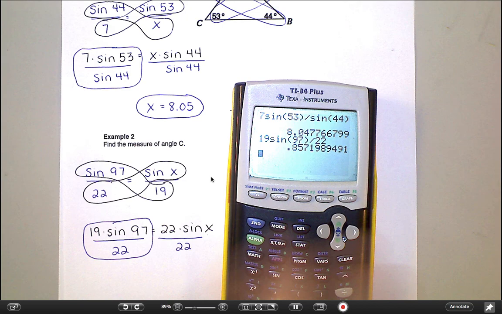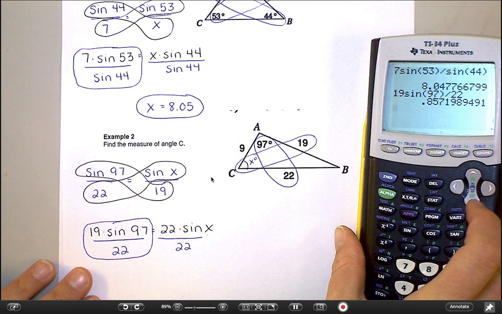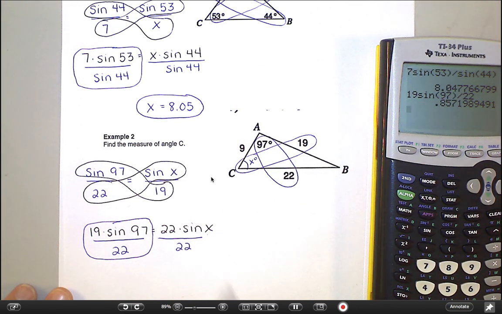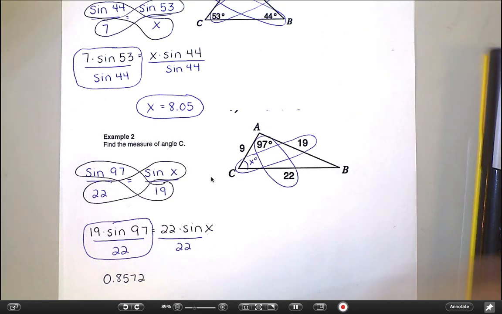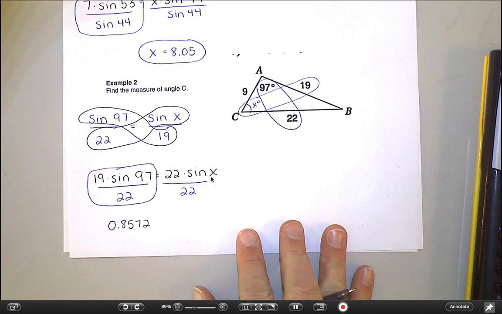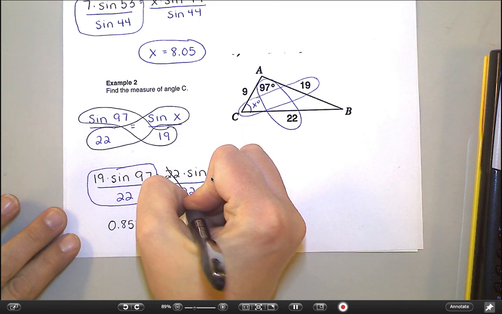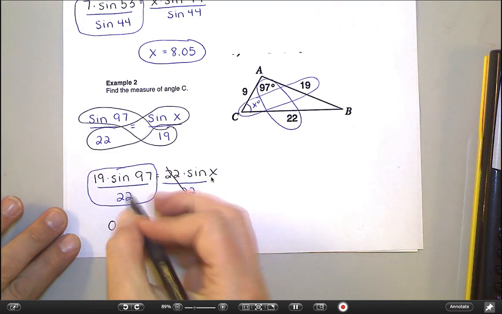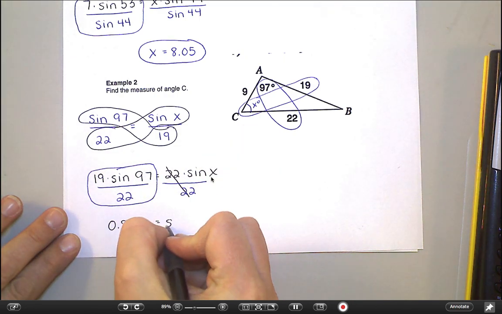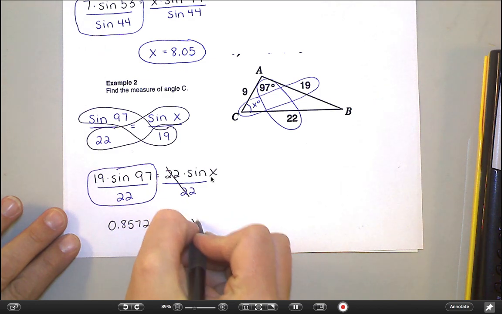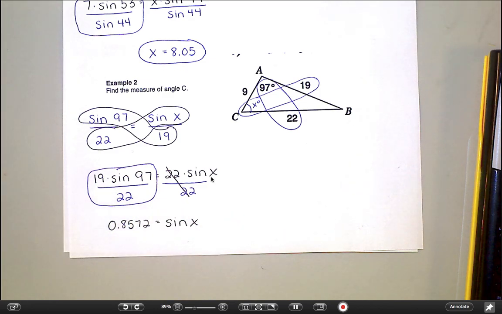That's kind of a weird answer. So I get 0.8572. Well, that doesn't make much sense as an angle measurement. What you have to remember, though, is that that's actually equal to sine of x. It's not just x this time. That's equal to sine of x. And so now we have to think about, how do we figure out what x is?